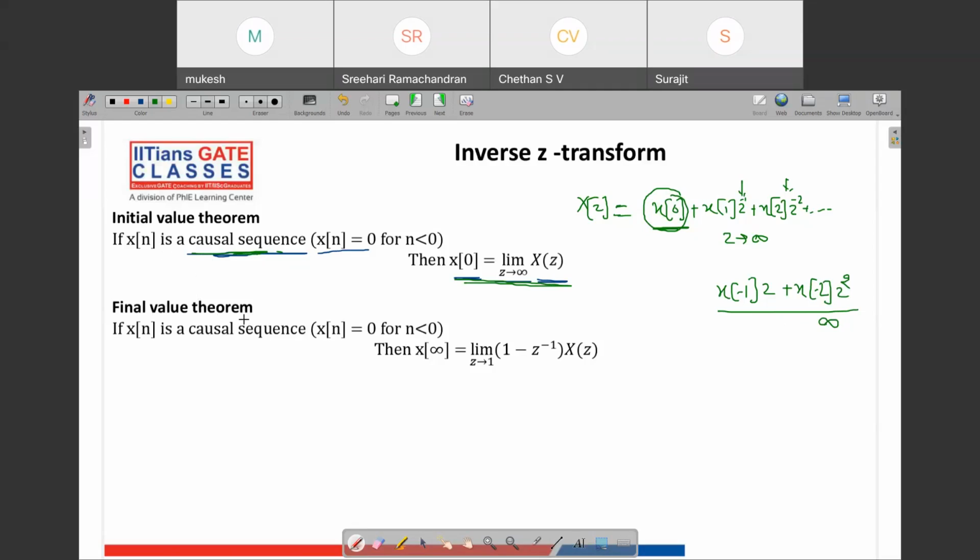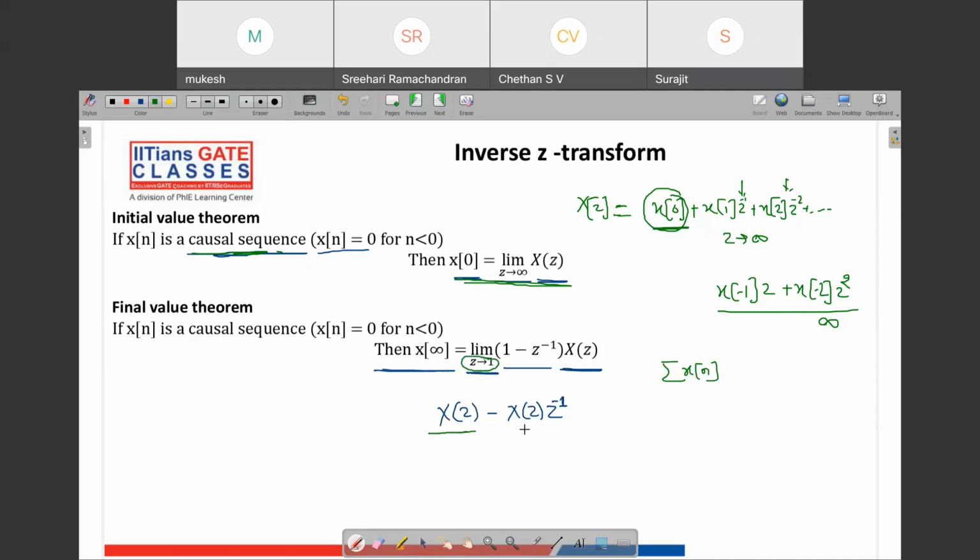Next is the final value theorem. Again, we will apply it only for the causal signal. In this case, x of infinity is given as limit z tending to 1, (1 minus z inverse) X of z. So you have X of z minus X of z, z inverse. As I told in the last slide itself, when you put z equal to 1, what you are calculating is the summation of all the x, the summation of x of n.